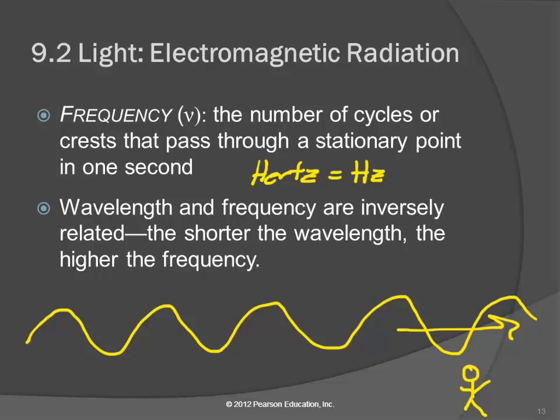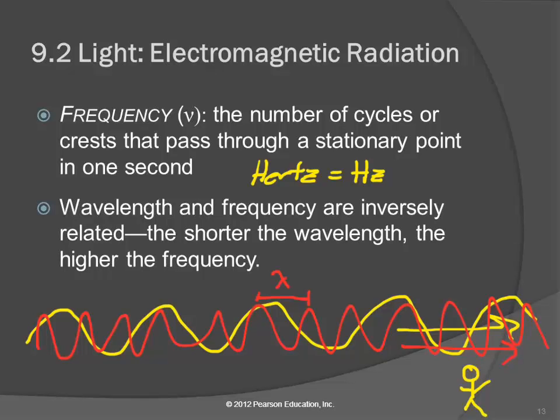So there's one wave. Let's do another wave. So here's another wave, and it's traveling at the same speed, going this way. And now when this guy counts it, is he going to see more crests pass or fewer? He's going to see a lot more, right? So let's look at the difference here. This is the wavelength, which is lambda. It's a Greek letter.